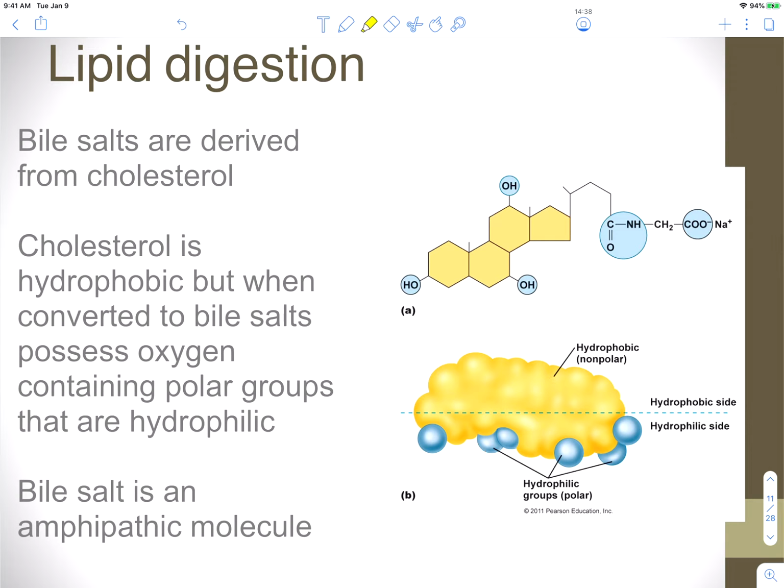So bile salts are going to be derived from cholesterol. Cholesterol is definitely hydrophobic, but when it's made into these bile salts, they're going to contain some polar aspects, and these polar groups are going to be hydrophilic. So a bile salt is an amphipathic molecule, has both polar and nonpolar regions. And so you can see that your bile salts are going to interact with water as well as have the ability to interact with your fats.